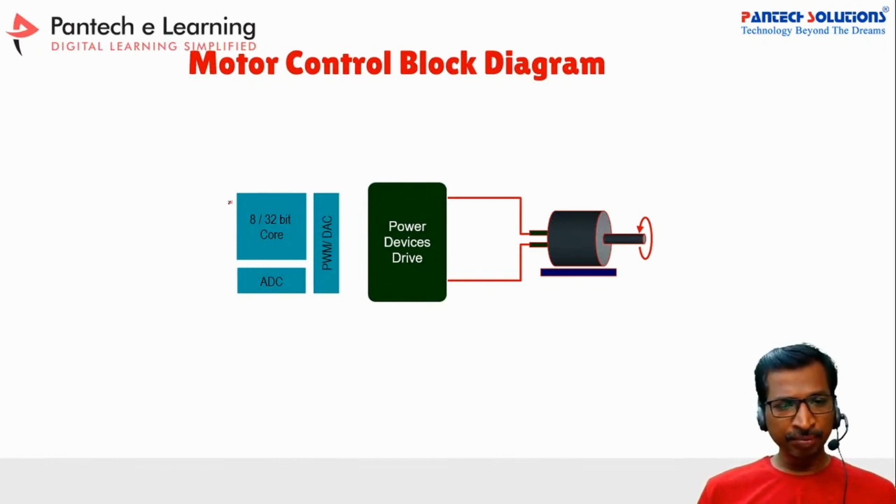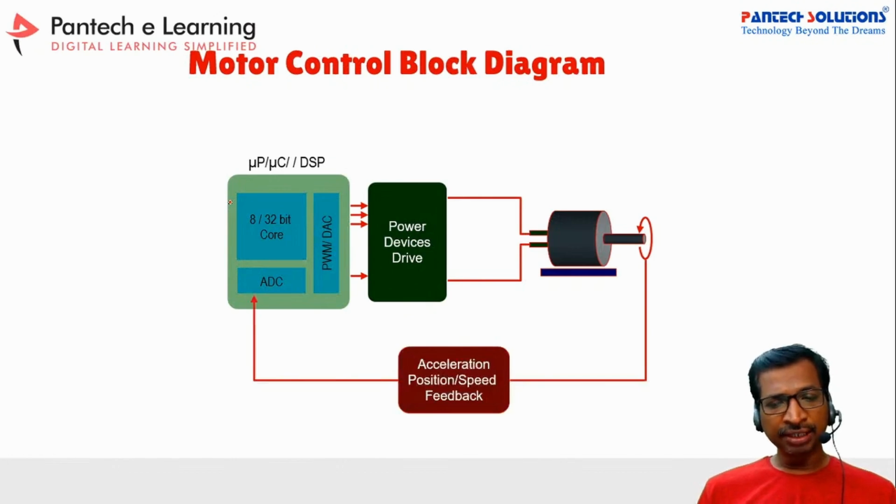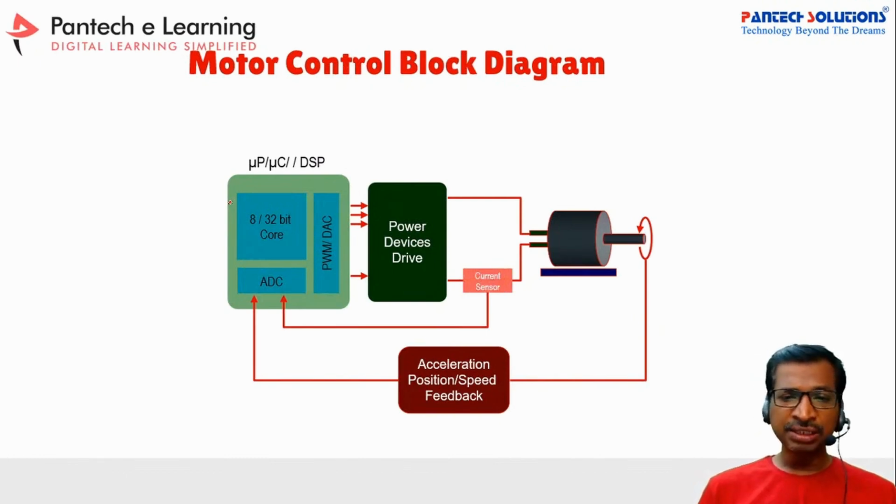So first you have to identify the microcontroller, and after that the power devices. Once you have connected the power devices, then you have to sense the parameters. So what are all the parameters that need to be sensed? One is the current of the motor. Similarly, motor speed and then position.